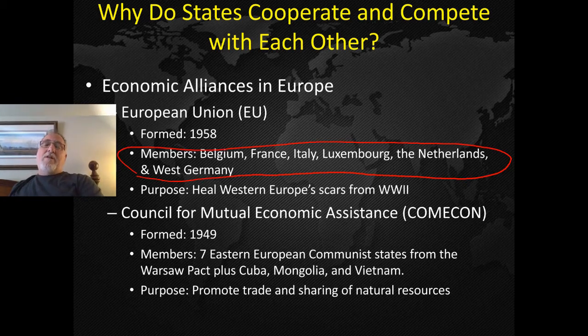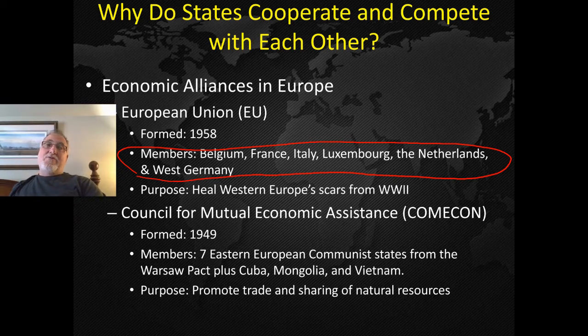The purpose of the EU was to rebuild Western Europe economically. It was free trade across borders. It was just trying to get industry going and business going to help pull Europe out of the ashes of these last 30 years.